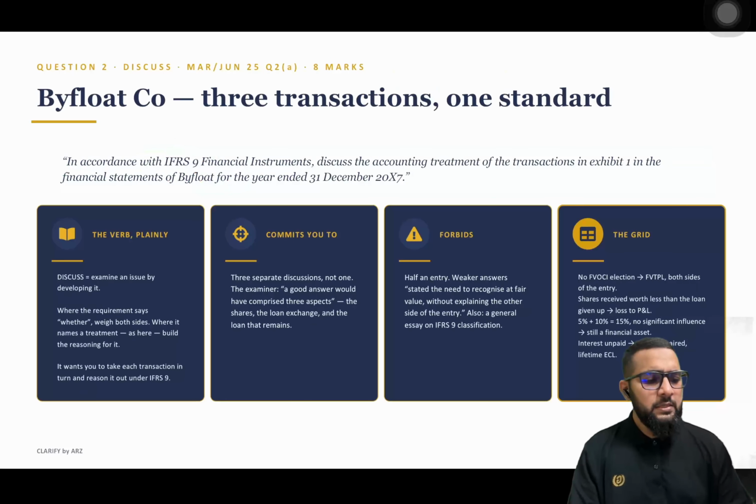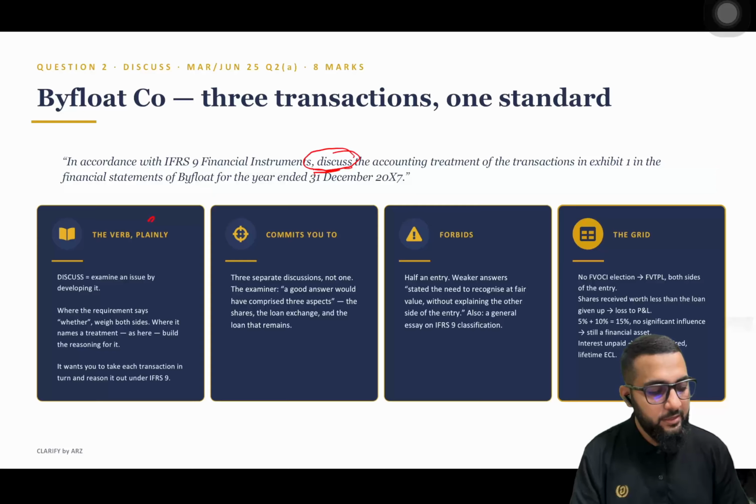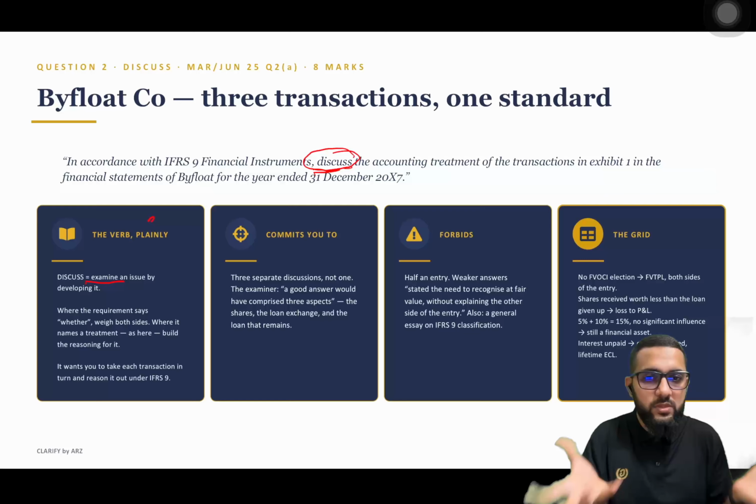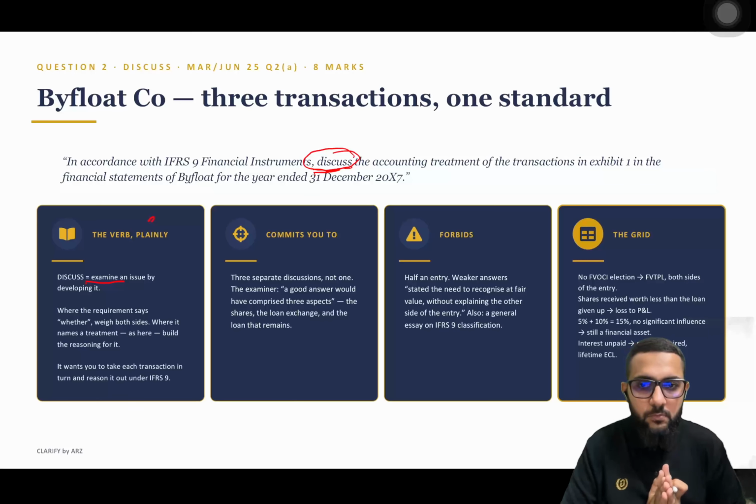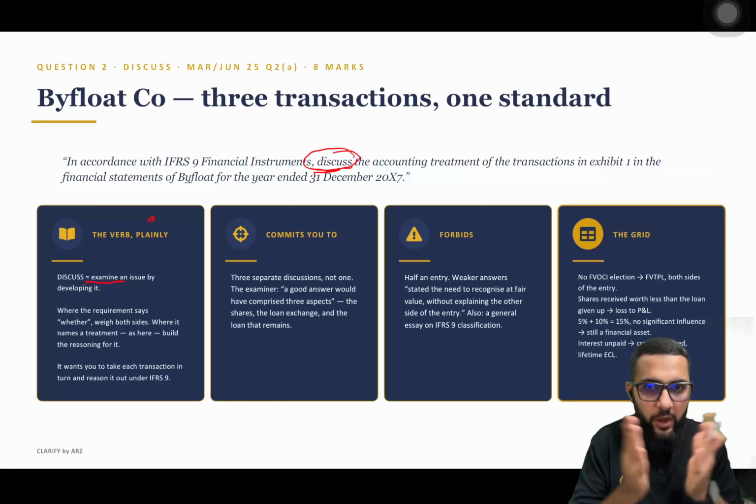All right. Then comes the second question from March, June 25. Question 2A. Right, so by float co. In accordance with IFRS 9 financial instruments, discuss the accounting treatment of the transactions in Exhibit 1 in the financial statements of buy float for the year ended 31st December 2027. Right, discuss. Now, when it uses discuss, you are supposed to examine an issue, weigh both the sides, bring both the sides in, right? So you have to weigh both the sides.